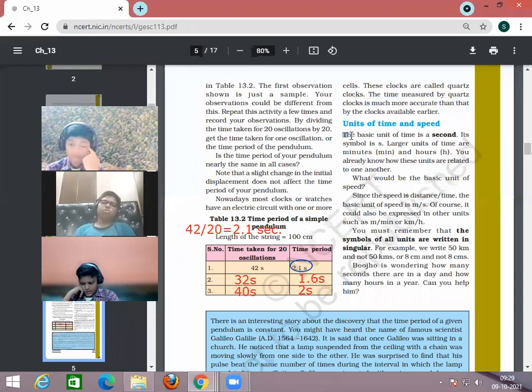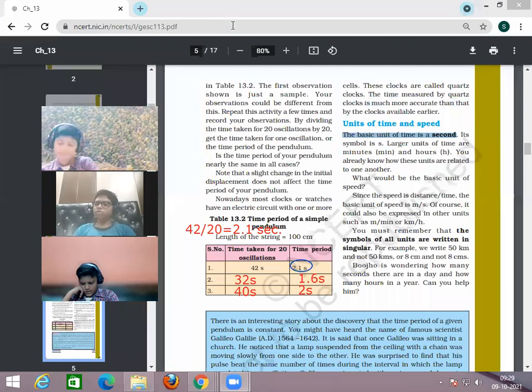Units of time and speed. The basic unit of time is second. Its symbol is s. Larger units of time are minutes, min, and hours, h. You already know these units are related to one another. What would be the basic unit of speed? Yes, speed.